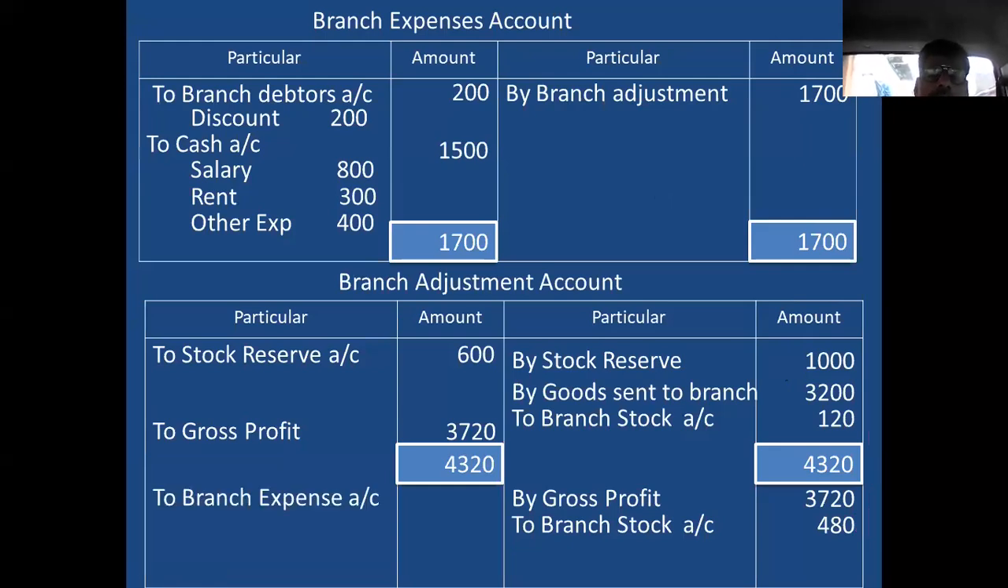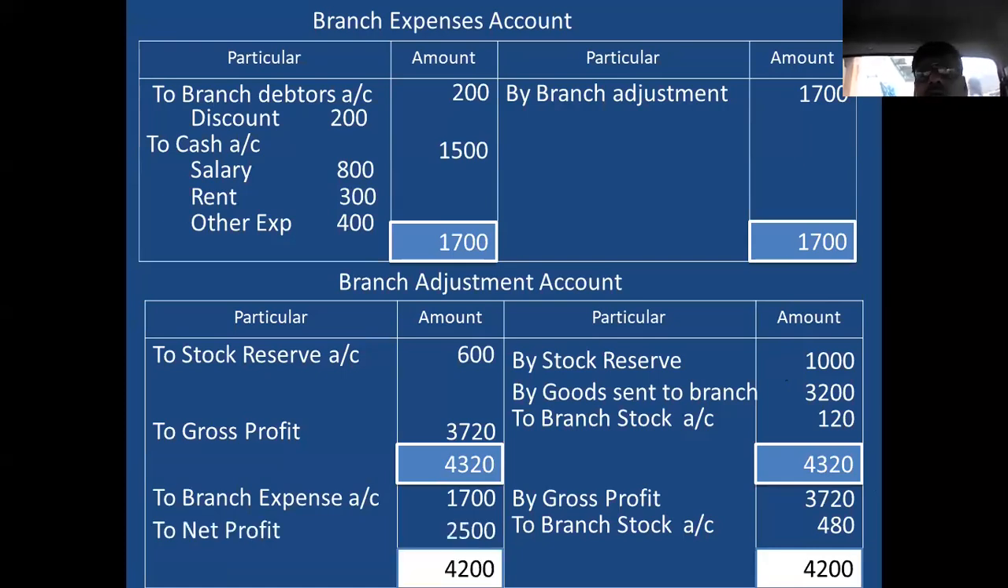Next is branch expense, 1,700. Then close the account. Total is 4,200. 4,200 is the total. Difference is 2,500. 2,500 is called net profit. Net profit. You remember this. Okay, 2,500 is the net profit. This is the second example.